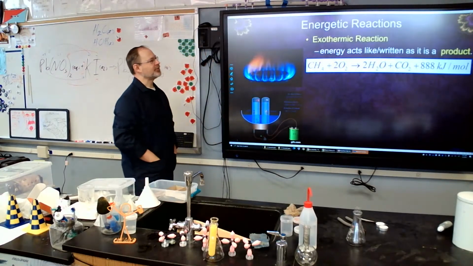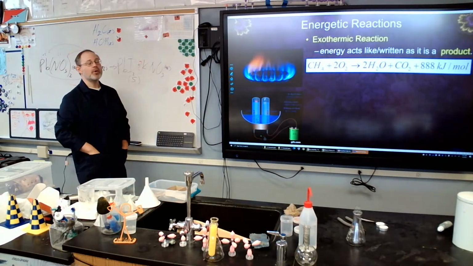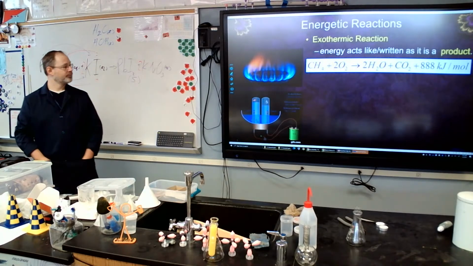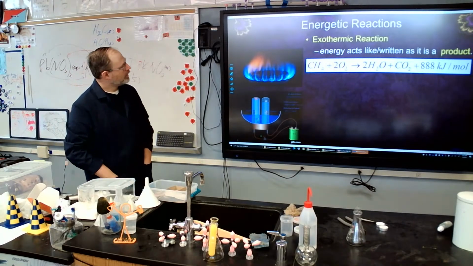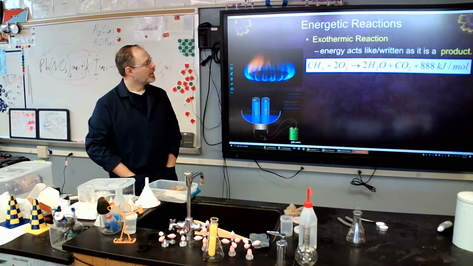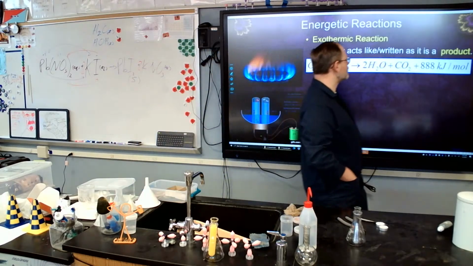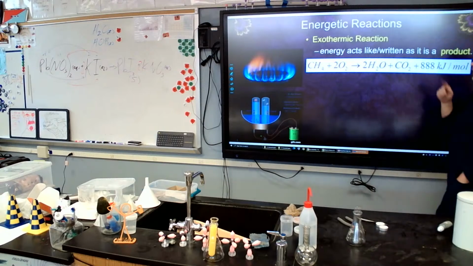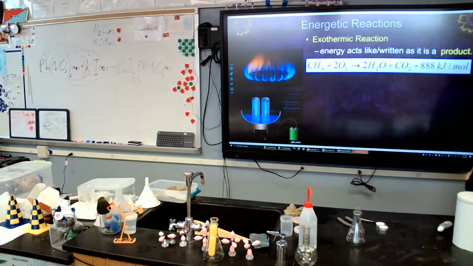Okay. Last thing we're going to talk about. If you have an exothermic reaction, like fire, then energy acts like a product, and we will write the amount of energy as a product. This unit, kJ, is kilojoules.